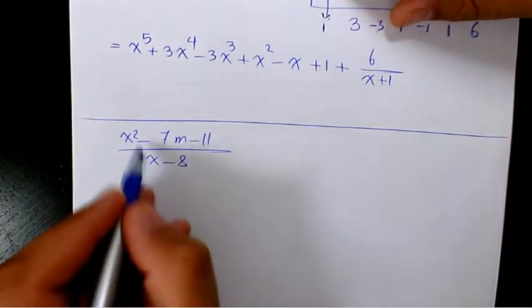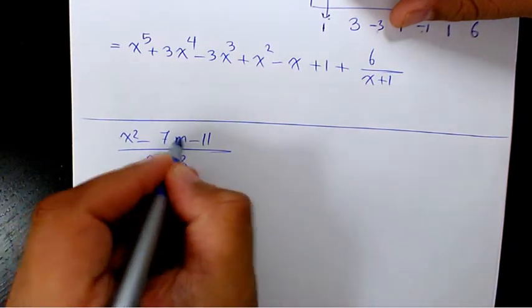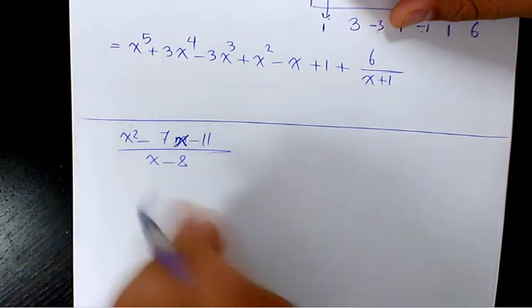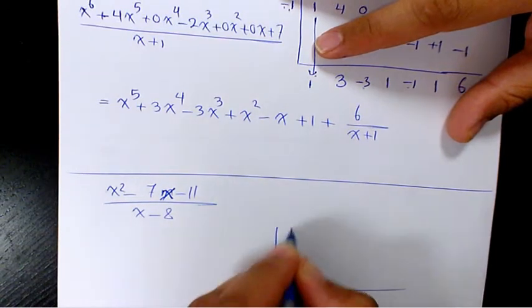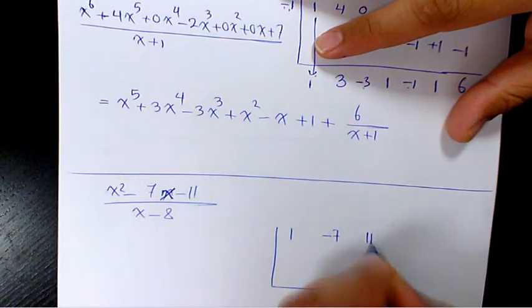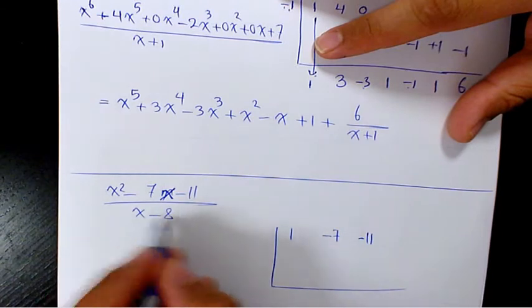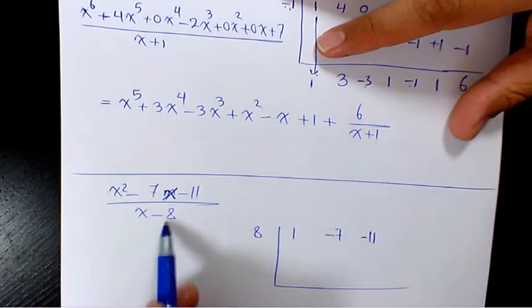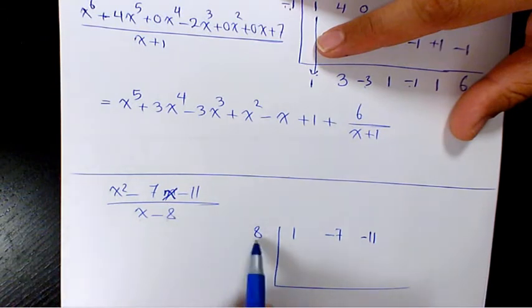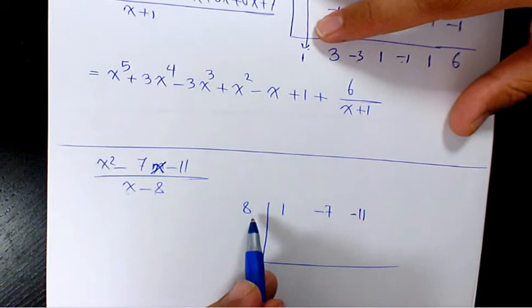Next one is x squared minus 7x minus 11 divided by x minus 8. So what I can do, I'm going to write 1, -7 and -11, and here the root of the denominator is going to be +8. Remember, in the denominator you need to write the root of it, so that's why I wrote +8 here.